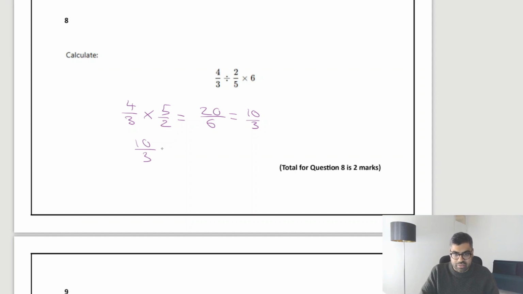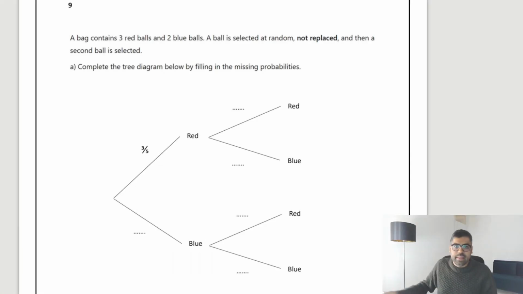convert that into a fraction. So 6 as a fraction is just 6 over 1. So that gives us 10 times 6, which is 60. And we have 3 times 1, which is 3. 60 over 3 gives us 20. And that's 2 marks for that. So now we're moving on to the really fun questions.